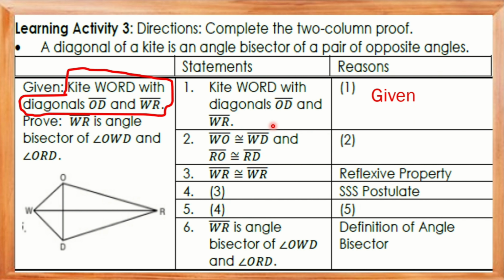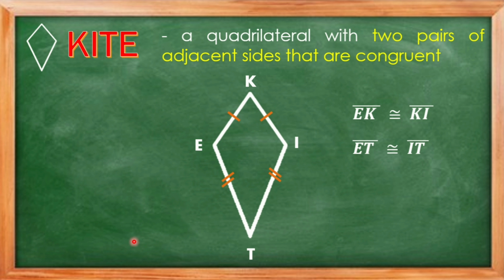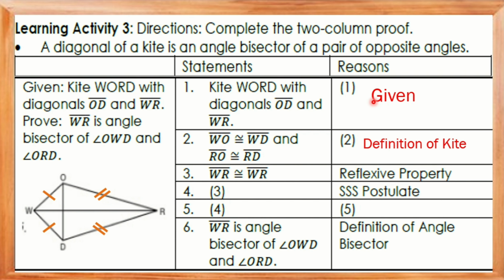Okay? And then number 2, statement natin. So, we have WO. So, alin yan dito sa figure natin. So, itong WO at si WD here. And side RO and side RD. Yan, are congruent. Okay, so as you can see, two pairs of adjacent sides are congruent. At kung babalikan natin kanina sa definition ng kite natin, quadrilateral with two pairs of adjacent sides are congruent. So, ibig sabihin, yung reason natin dyan ay because of the definition of a kite. Two pairs of adjacent sides are congruent.